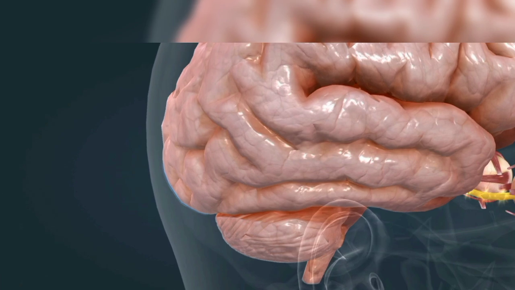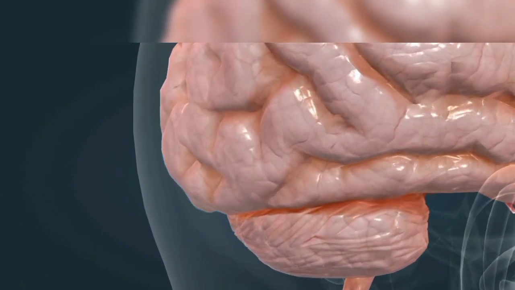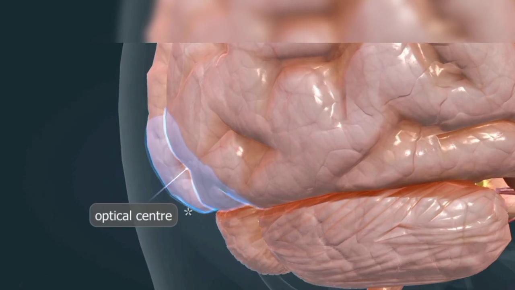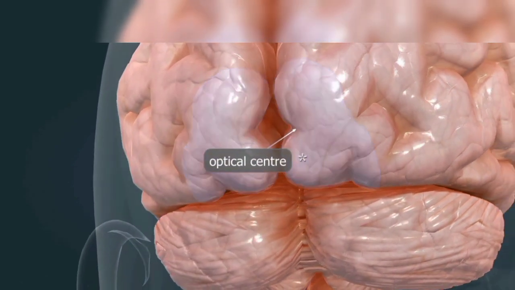After entering the brain, optic nerve fibers run to the visual cortex found in the occipital lobe via the optic tract. The sense of light is formed in the cerebral cortex.